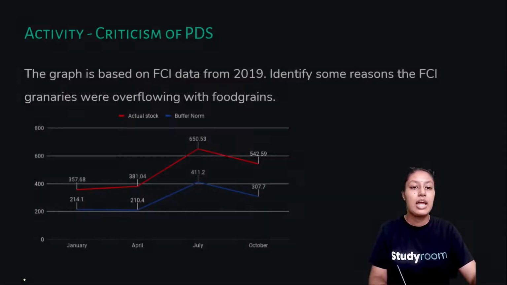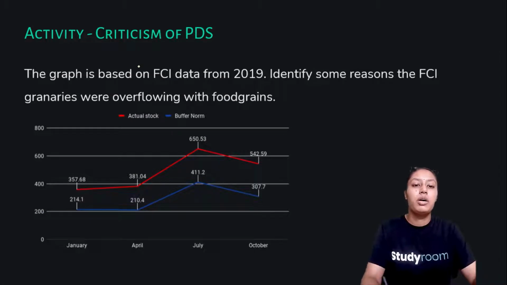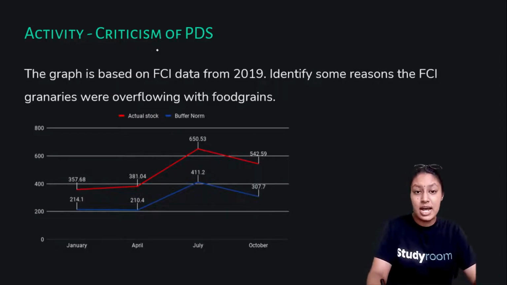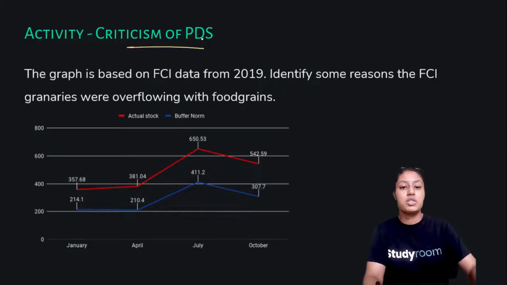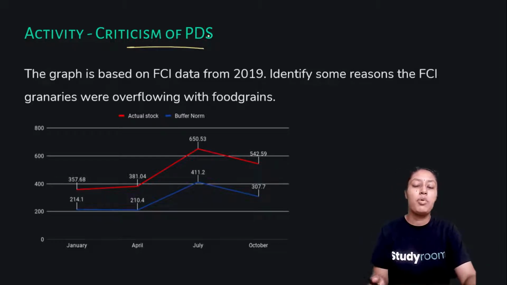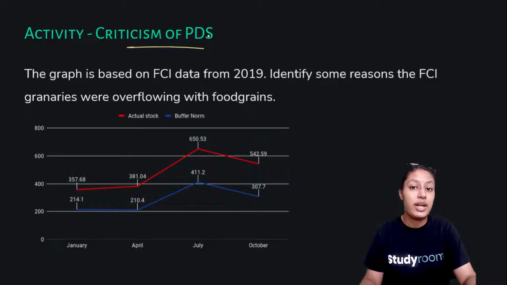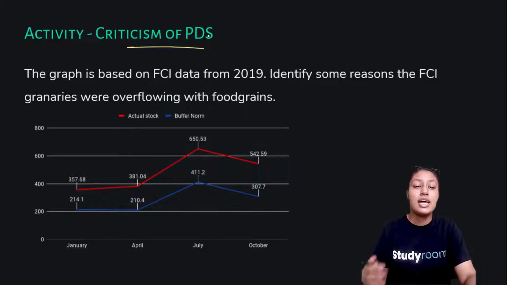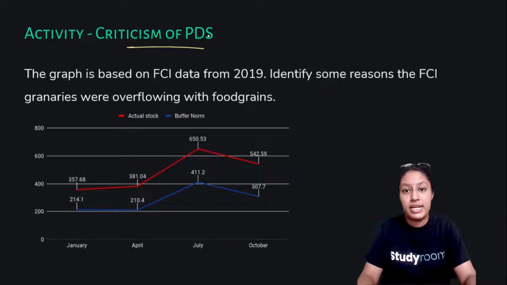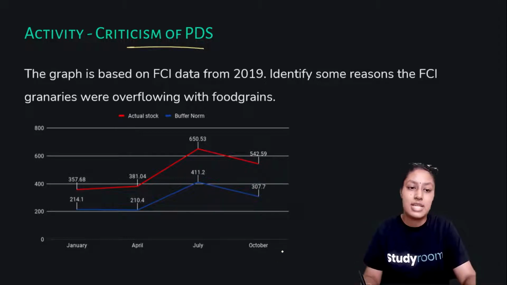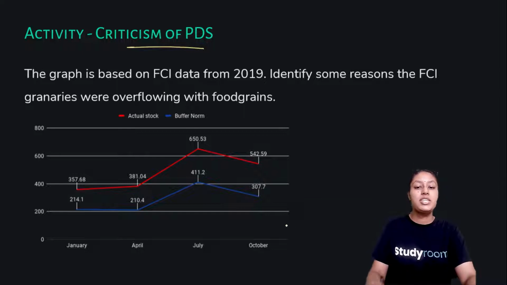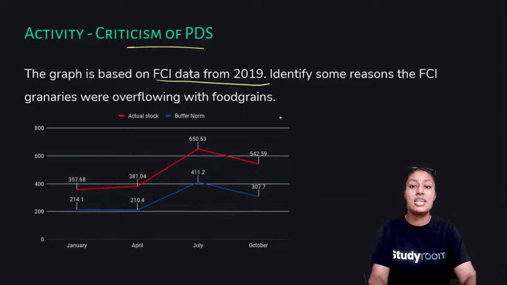Okay. Now, what we have is an activity related to criticism of the public distribution system. Again, if there is a policy, there must be drawbacks to it as well. So it's important for us to study the drawbacks of PDS and the criticism of PDS. Okay. This is a graph that we have from the Food Corporation of India from 2019.